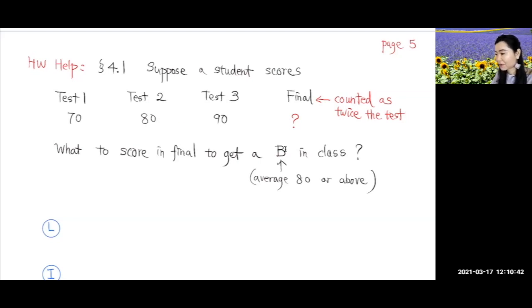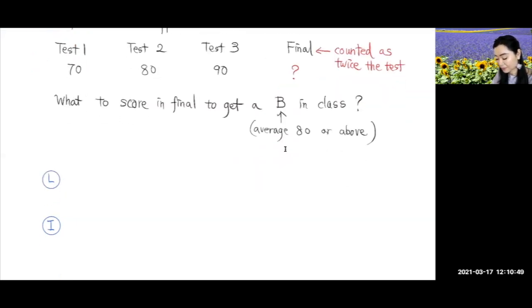Now remember, for a word problem, we have the 4 steps, LESS, right? For this, I also have 4 steps, okay? The first step, with L, is to declare the variable. So we're going to let X be whatever they're looking for. They're looking for the score in the final. So let X be the score in the final.